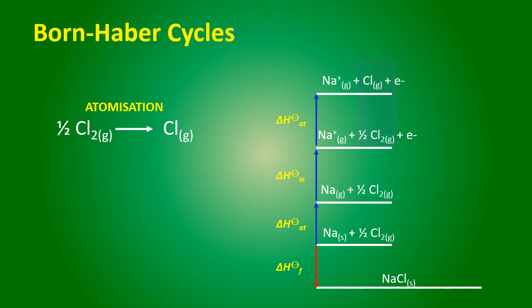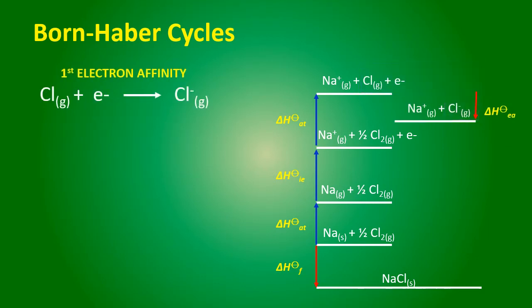The next stage, because we've got the sodium ions ready to form the lattice, we focus on the chlorine. So we've got chlorine molecules there, Cl2, but we've got half a chlorine molecule, and we just form chlorine atoms. So again, that's atomization. That's fairly straightforward.